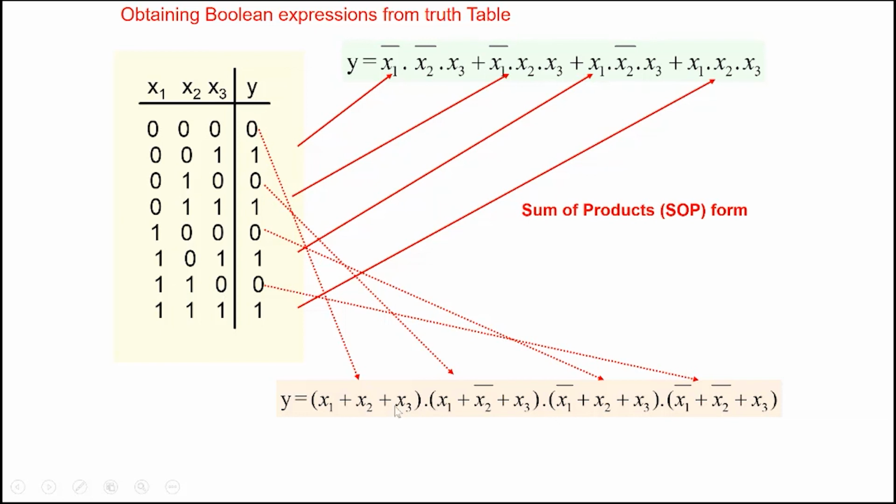Each one of them is a sum term, and they are linked together through a product. So we call it product of sum form. Okay, so there are two ways in which we can express Boolean expressions: in a sum of product form and in a product of sum form. All right, so let's stop here. We'll continue with this discussion in the next lecture.